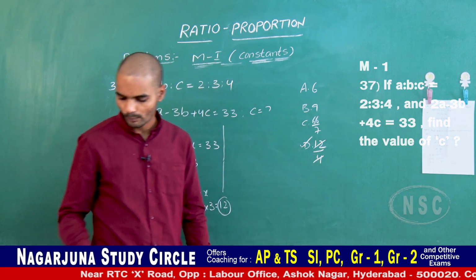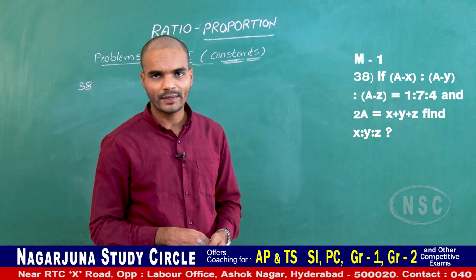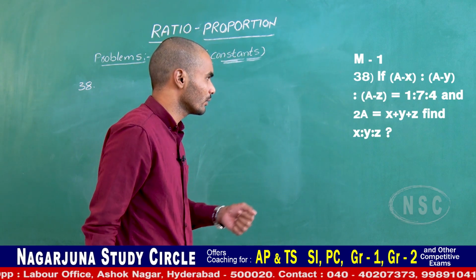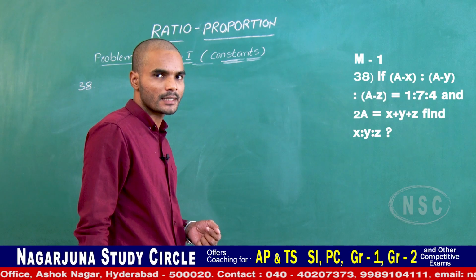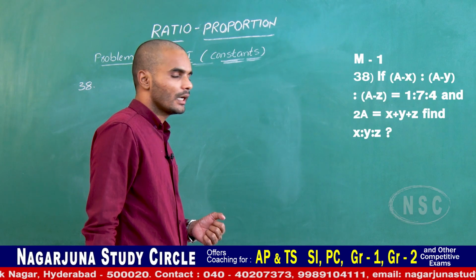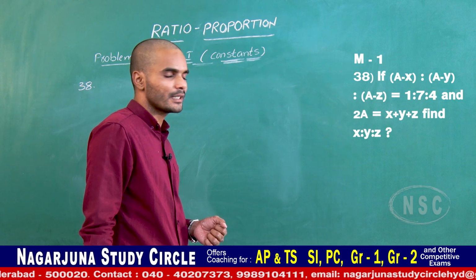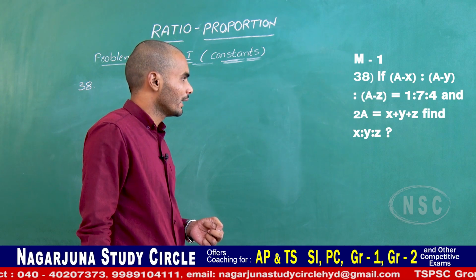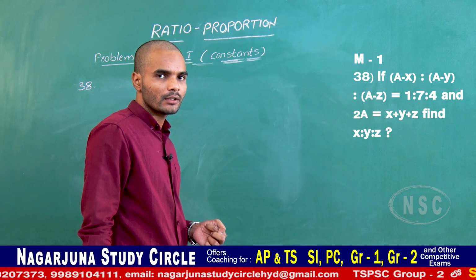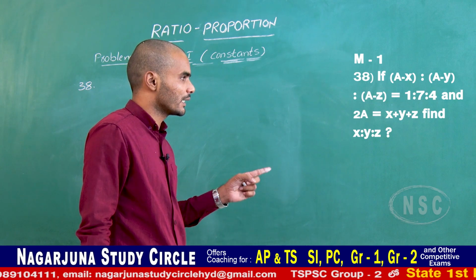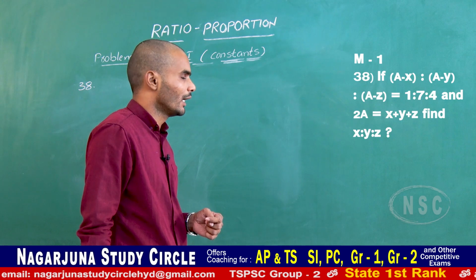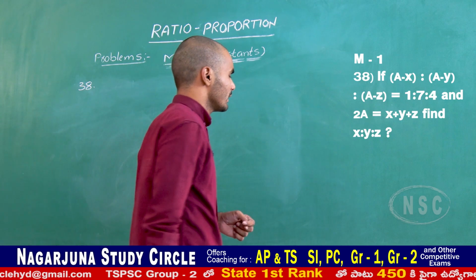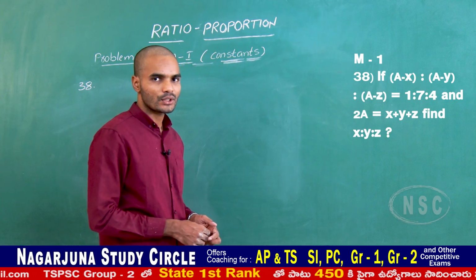So, next question. Question number 38. The given data is A minus x is to A minus y is to A minus z equals 1 is to 7 is to 4, and 2a equals x plus y plus z. Then find x is to y is to z.